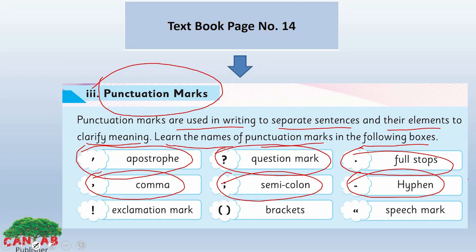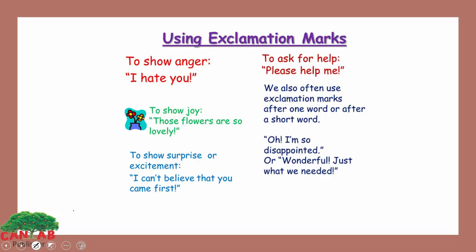Now look at the exclamation mark. What are exclamation marks? We use exclamation marks to show anger, to ask for help, to show joy. We also often use an exclamation mark after one word or after a short word. We use exclamation marks to show emotions. Emotion can be hate, joy, anger, happiness, sadness, irritation, annoyance, any kind of emotion, but strong emotions.